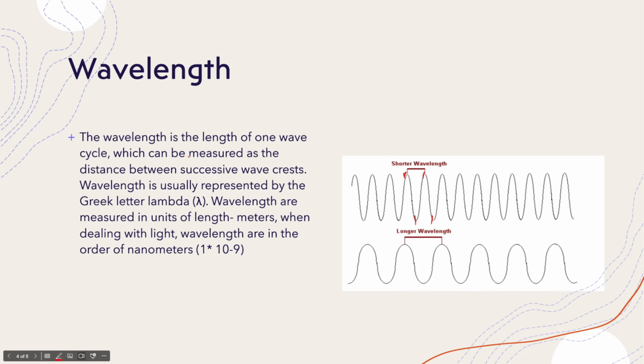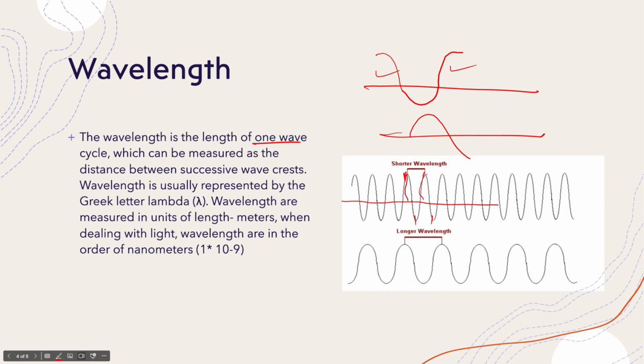It is the length of one complete cycle. Let me draw a straight line here. If I start from here and go to here, let me draw this in this region. I can redraw it if I combine this portion and this portion. This is the distance, the length of one complete cycle. This is called the wavelength.